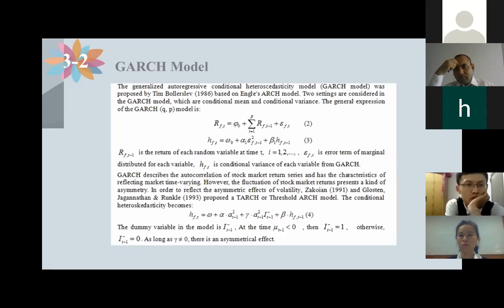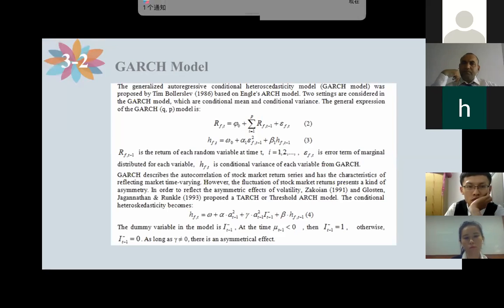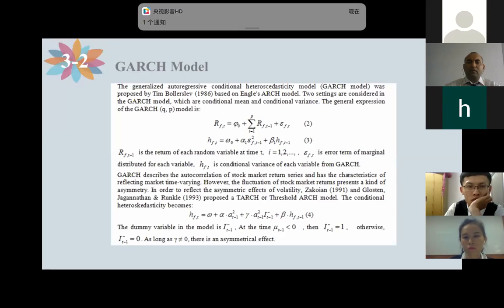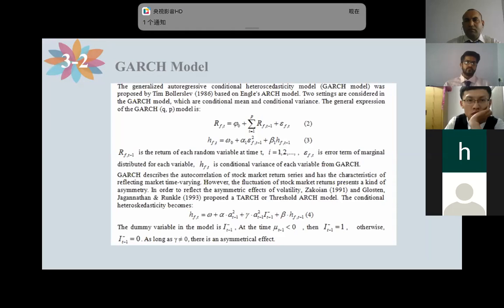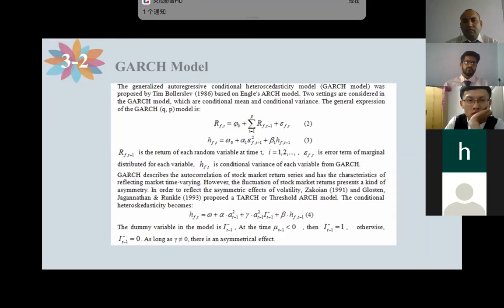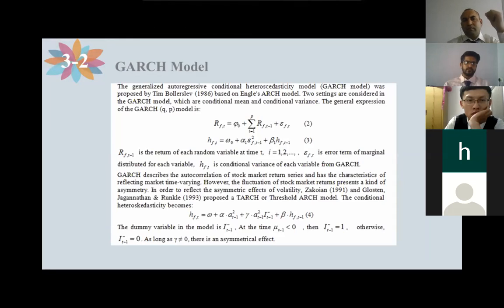From 1991 to 1993, in order to reflect the asymmetric effect of volatility, we proposed a new GARCH model, named the TARCH model. In the TARCH model, we have a dummy variable. The variance equation is shown in equation 4, and the dummy variable is I. When mu is less than 0, I equals 1.